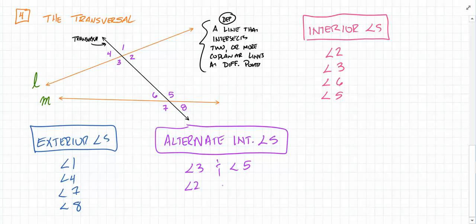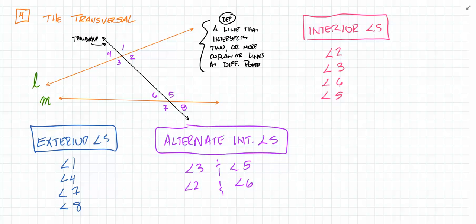Why not 3 and 6? Because they're on the same side as the transversal. What about 3 and 2? No, what are those? How about those? 1 and 7. Those are alternate exterior angles. So alternate interior angles have to be inside lines L and M, and have to be on the opposite side of the transversal, right? Alternate side and inside.